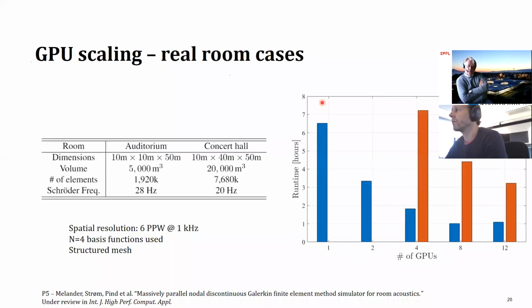Just to make these numbers a bit more tangible, we simulated 2 large rooms, something that is meant to replicate an auditorium and a concert hall. These rooms have very low Schroeder frequencies, 28 Hertz and 20 Hertz, but we're simulating with enough resolution to be accurate at around or probably a bit beyond 1 kilohertz. And we see that using the system that we use, we can simulate the auditorium with 8 GPUs in around 1 hour and the concert hall with 12 GPUs in around 3 hours. And here, we're at around 40 times the Schroeder frequency.